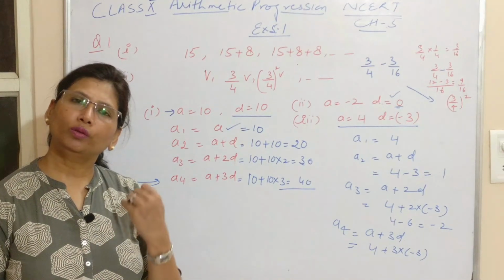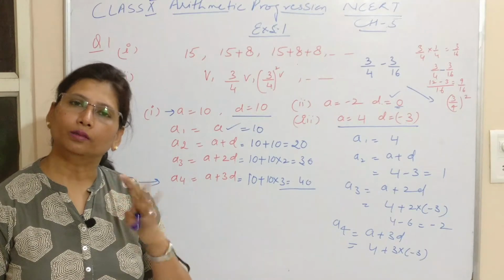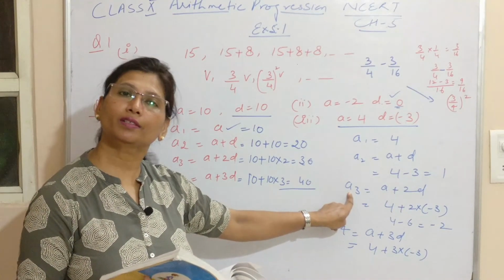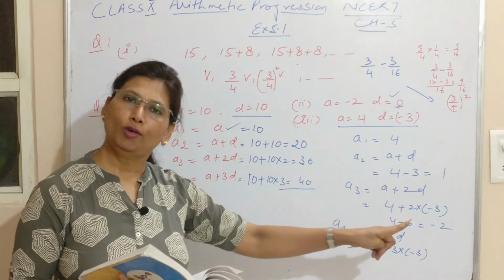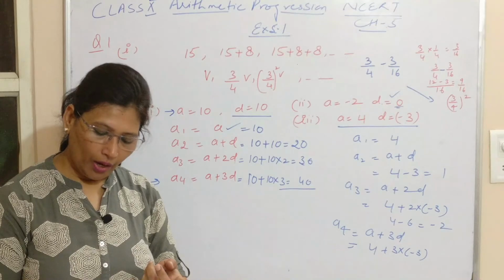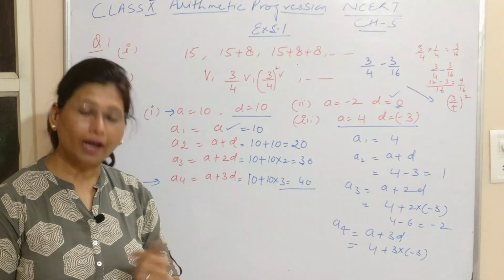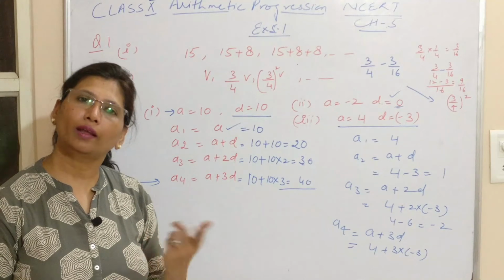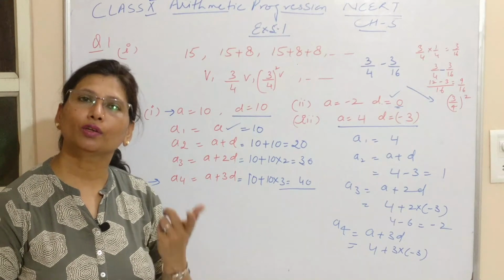And you can find any term. The only thing is you have to just see the relation. If it is third, this is A plus 2D. So if it is fifth term, this is A plus 4D. Now here, after this I'll take the third and fourth question. I'll just take one part of each, and then you can do the remaining parts yourself.